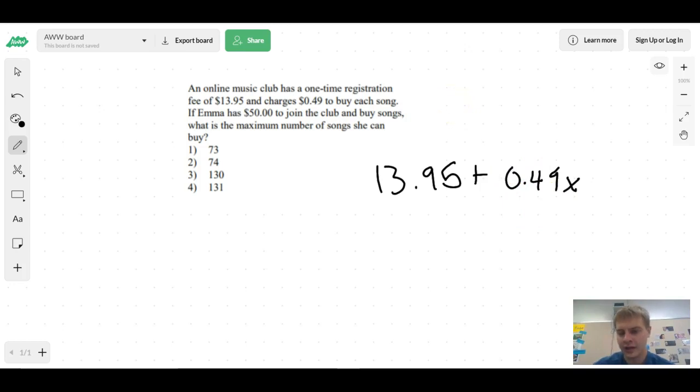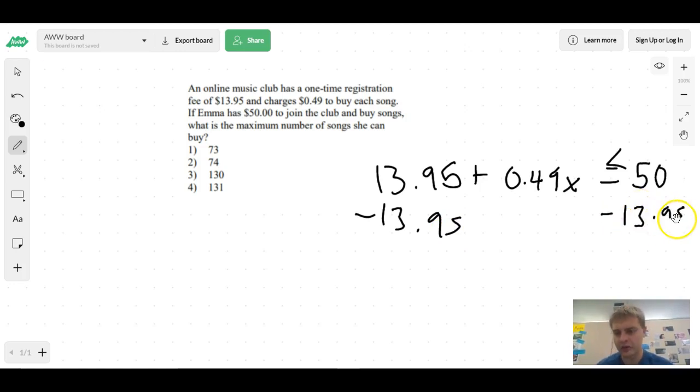And at the end of the day, I want this to be less than or equal to 50. Because I can't buy over 50, but I could buy less than 50. And now we're just going to solve and get x by itself. So to get x by itself, we'll subtract $13.95 from both sides. And I don't know what that is off the top of my head, so I'm going to use my calculator.